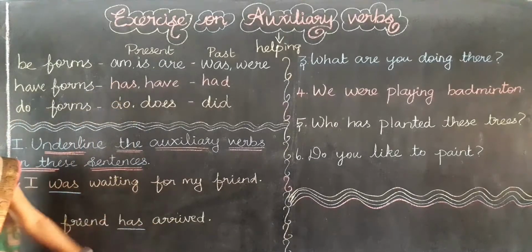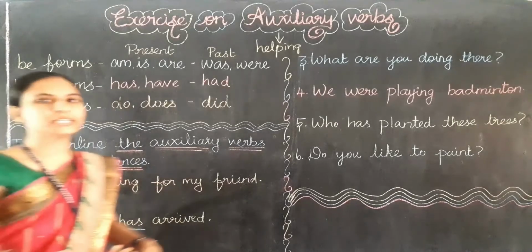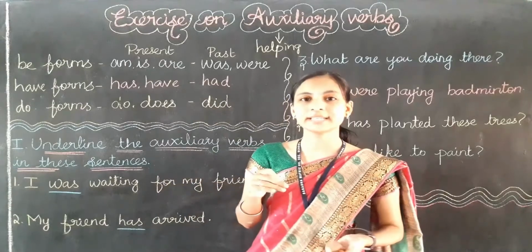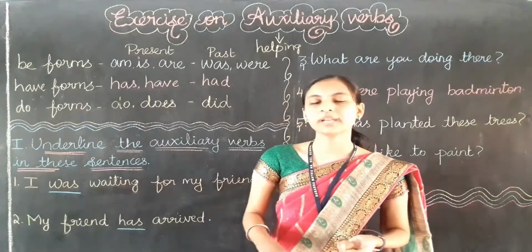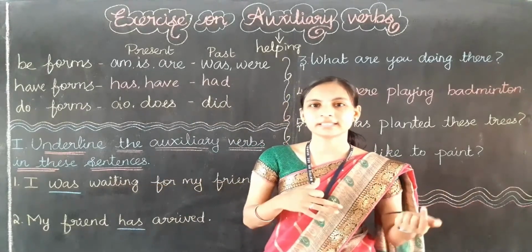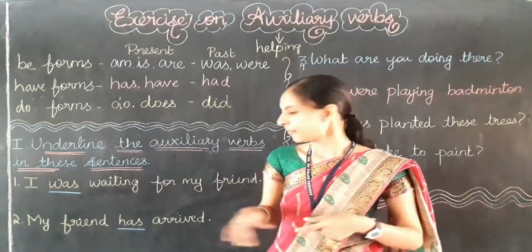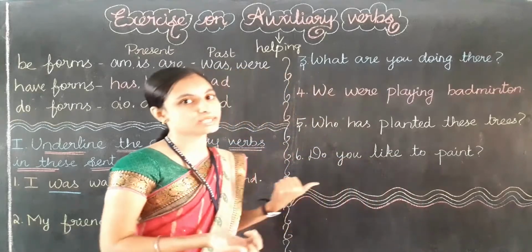My friend has arrived. It means what? என் friend வந்துட்டாங்க. ஓகேவா? And what about the first sentence? I was waiting for my friend. நான் என் ஃப்ரெண்டுக்காக காத்துட்டு இருந்தேன். என் friend வர வரைக்கும் நான் வந்து காத்துட்டு இருந்தேன். Okay?